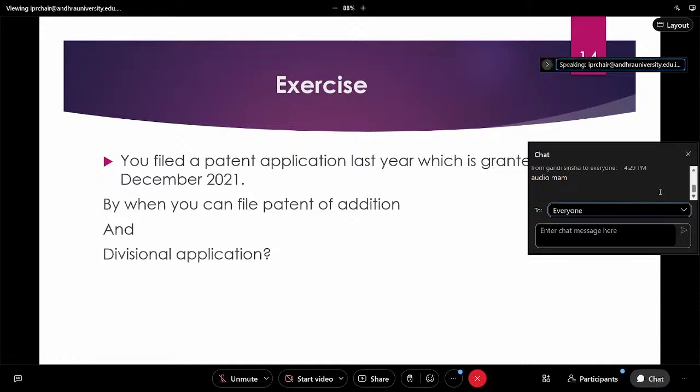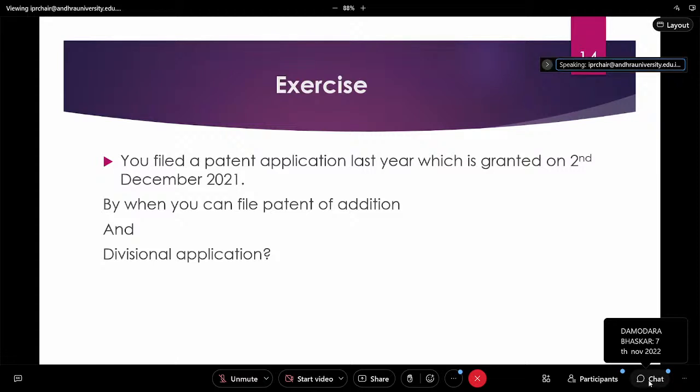So what I mean by this is that you have to file your patent of addition before the expiry of your main patent. So your patent is granted on 2nd December 2021. However, I have not mentioned when it was filed. So it is not clear in this question how long the patent will be in force. So till that time, you have time to file your patent of addition. However, you don't have time to file your divisional application because your patent is already granted on 2nd December 2021.